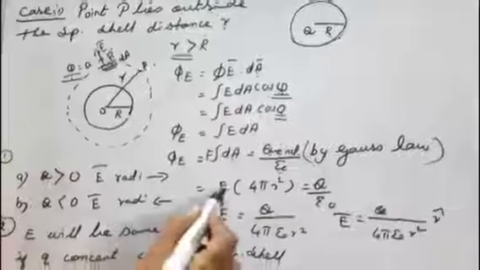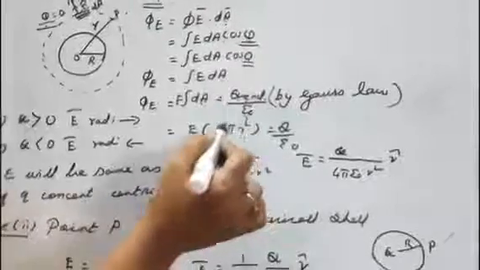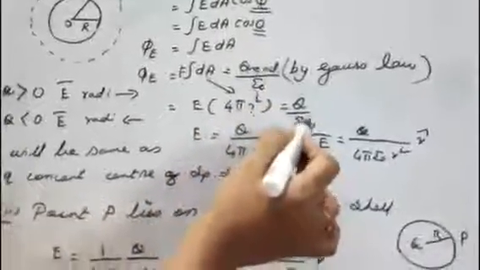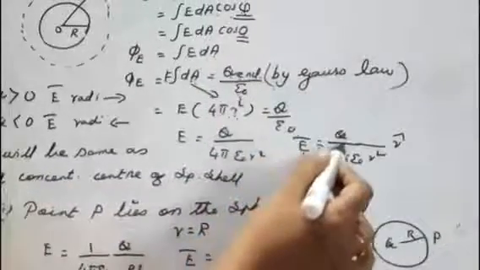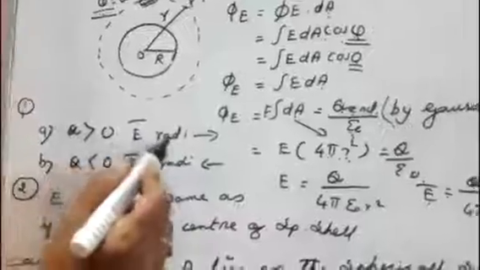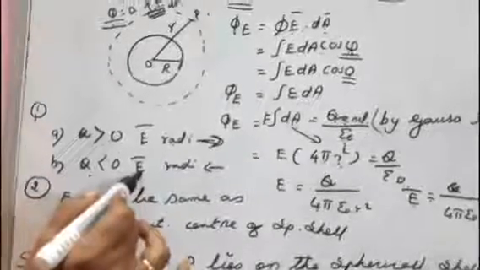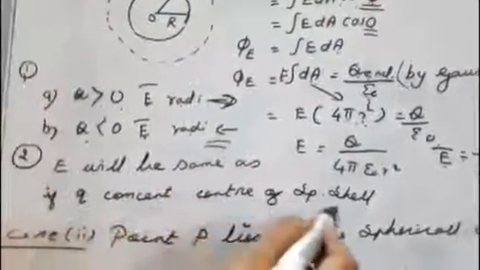Now E times the integral of dA equals Q enclosed by epsilon naught. The integral of dA, the spherical area, is 4 pi r square, equal to Q by epsilon naught. Therefore E equals Q by 4 pi epsilon naught r square, and E vector equals 1 by 4 pi epsilon naught Q by r square into r cap. Here, first observation: if Q is greater than 0, the electric field is radially outwards, but if Q is less than 0, the E value is radially inwards. And second observation: E will be the same as if the charge Q were concentrated at the center of the spherical shell.